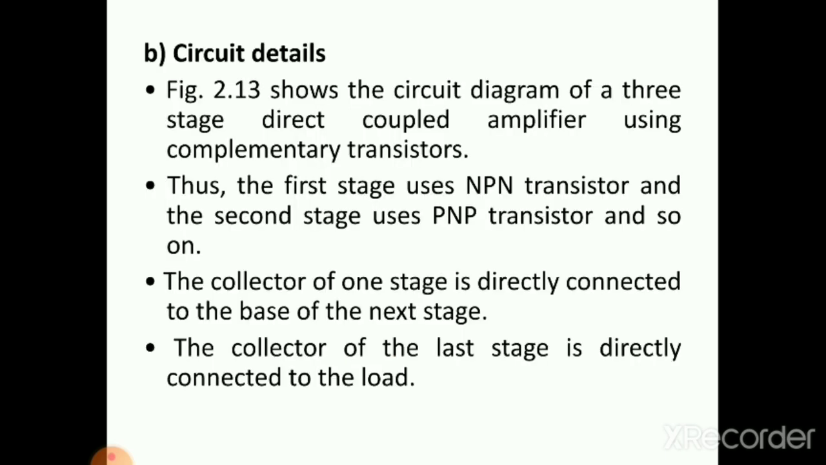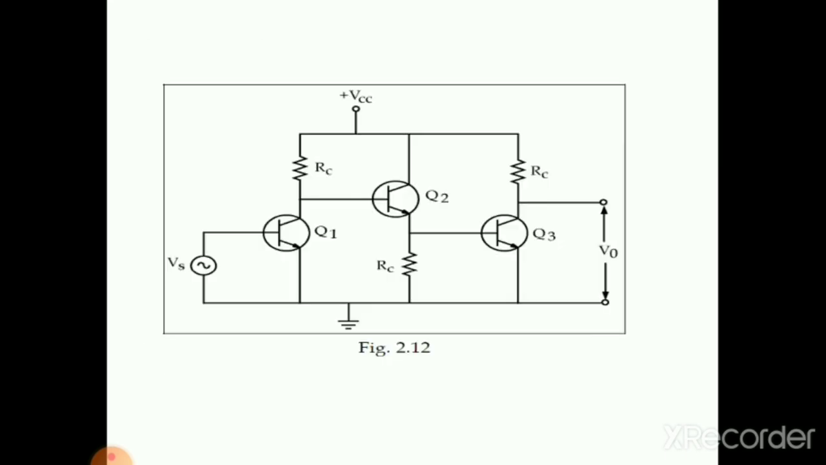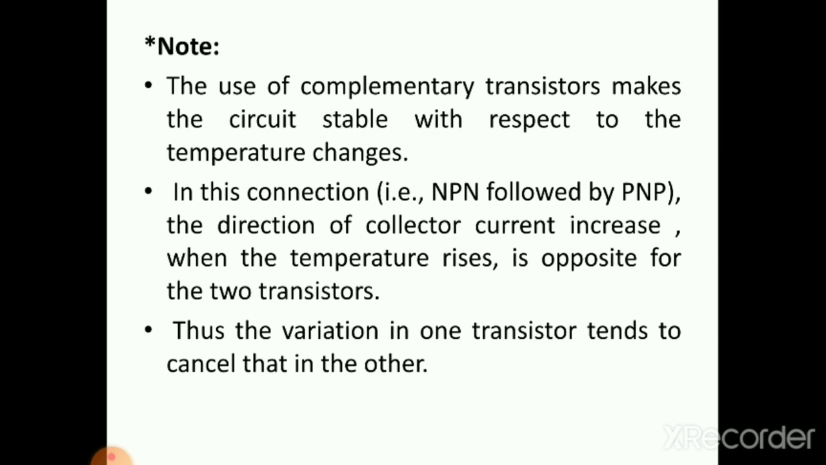The first stage uses an NPN transistor and the second stage uses a PNP transistor and so on. So the collector of one stage is directly connected to the base of the next stage. The collector of the last stage is directly connected to the load. The collector of Q3 is directly connected to the load resistor.